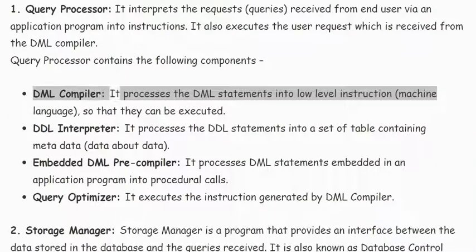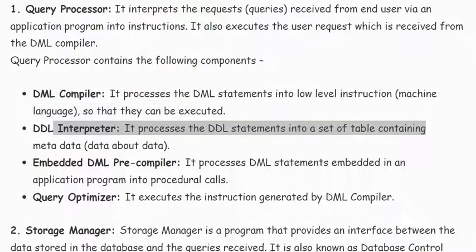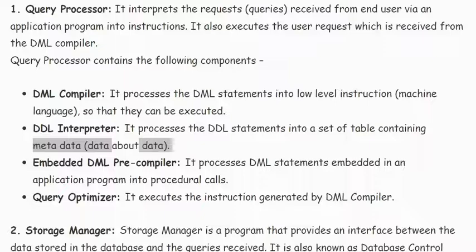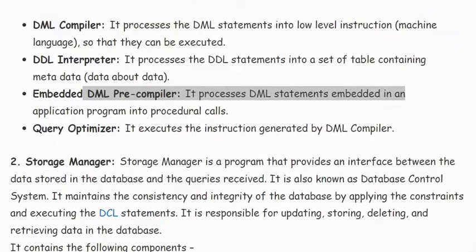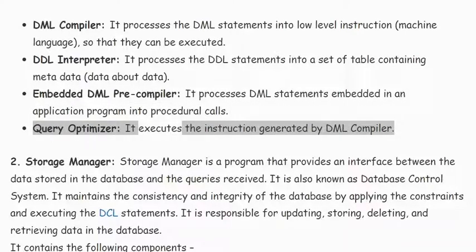DML compiler. It processes the DML statements into low-level instruction, machine language, so that they can be executed. DDL interpreter. It processes the DDL statements into a set of tables containing metadata, data about data. Embedded DML precompiler. It processes DML statements embedded in an application program into procedural calls. Query optimizer. It executes the instruction generated by DML compiler.